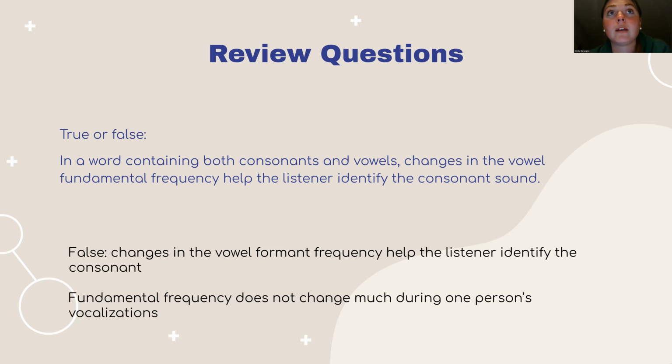Your vocal cords always vibrate the way they vibrate when you put them together to speak. What is changing is the resonance of your voice because of the way you're moving your mouth. So what is changing are the formant frequencies, and that's what helps you identify that consonant or the vowel. And the changes in the formant frequency help you to sometimes identify the consonant that came before that vowel.